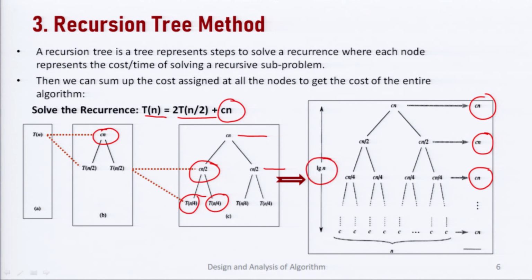So, the total number of levels will be 1 more than the height of the recursion tree. Here Cn is the total cost of each level and log n plus 1 is the total number of levels. If we multiply by this Cn, we get this kind of expression. This is the solution of our recurrence. In asymptotic notation, we can write T of n is equal to theta of n log n. Basically the higher order term is taken for asymptotic notation.